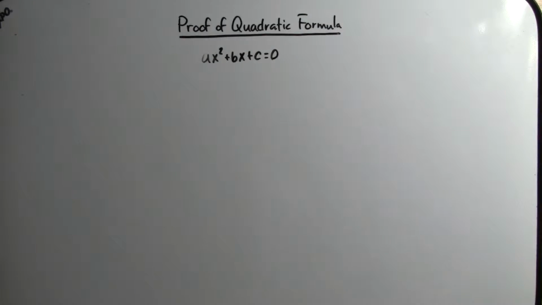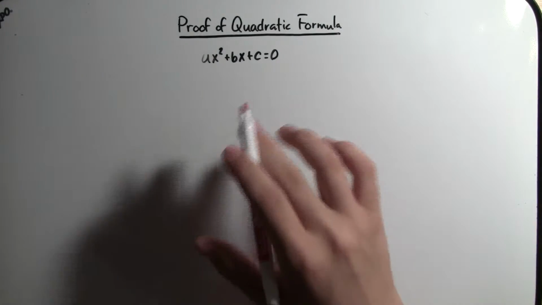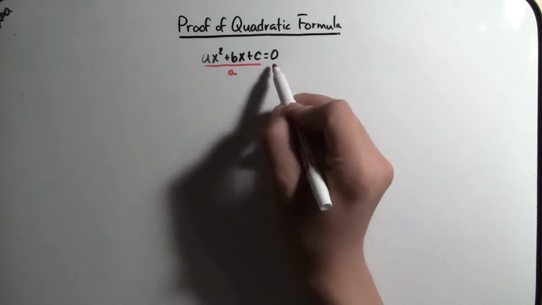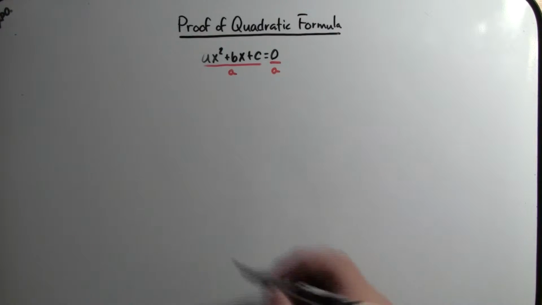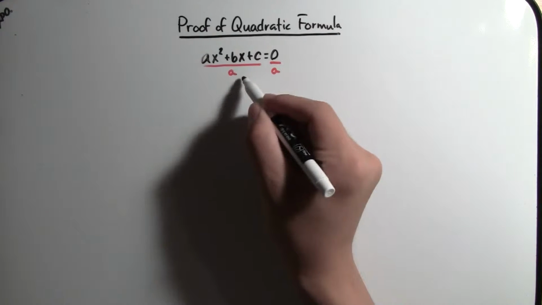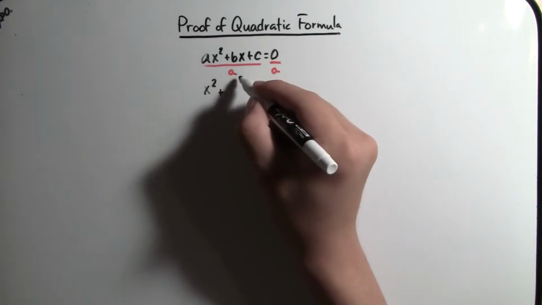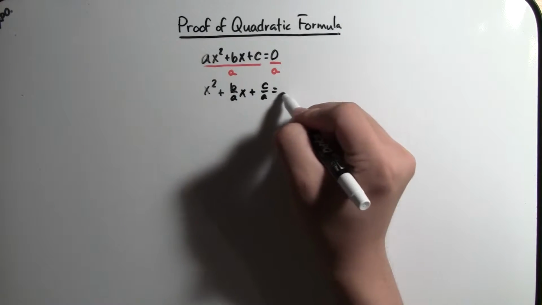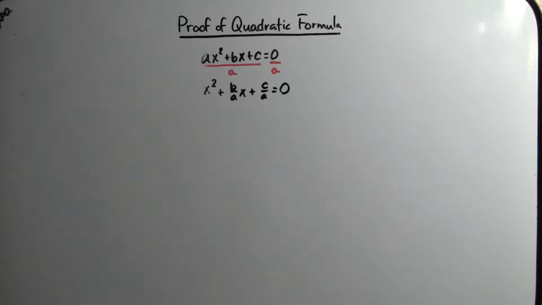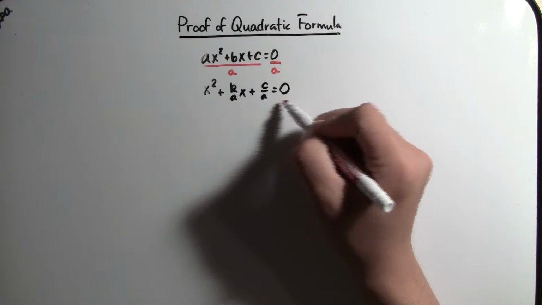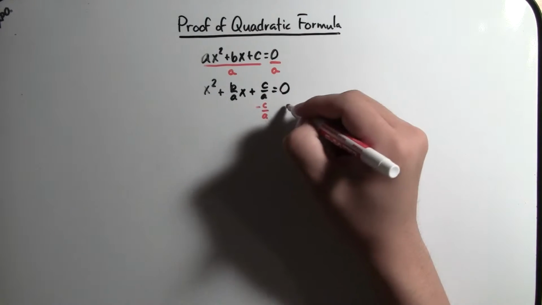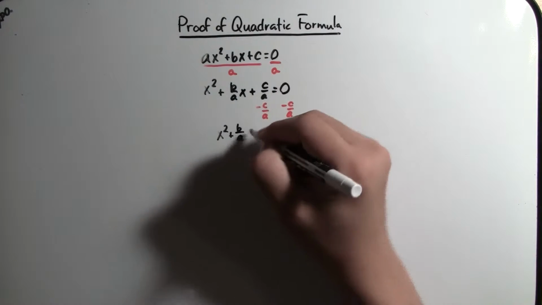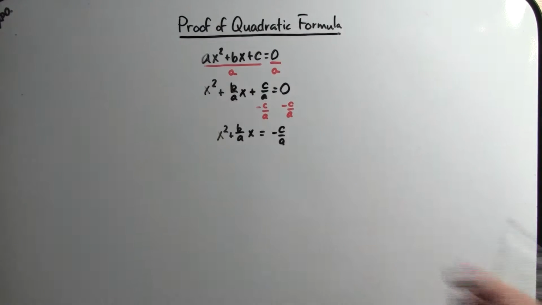So we're going to try to do some manipulations to this equation to try and derive the quadratic formula. So let's start off by dividing both sides by a. When we do that, we have ax squared over a, which is just x squared, plus bx over a, which is b over a x, plus c over a, which equals 0. Now we want to get this c over a to this side, so we subtract c over a from both sides. And we're just left with x squared plus b over a x equals negative c over a.